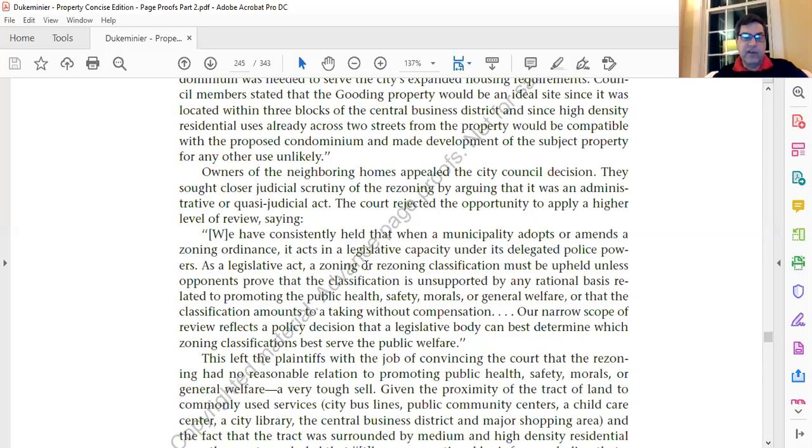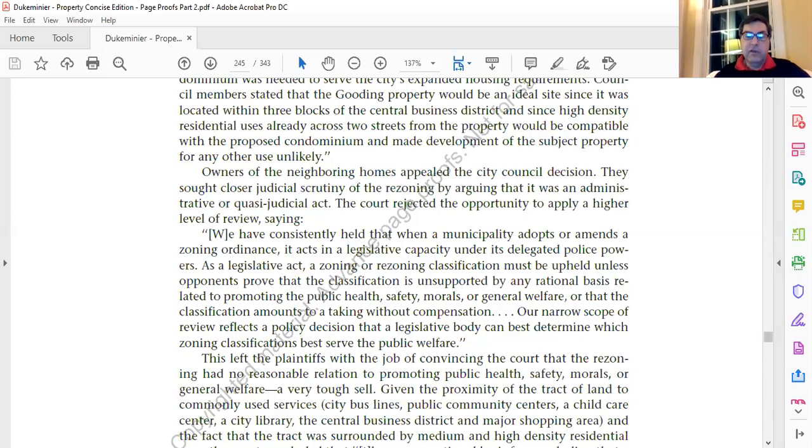They say, as a legislative act, a zoning or rezoning classification must be upheld unless opponents prove that the classification is unsupported by any rational basis related to promoting the public health, safety, morals, or general welfare, or that the classification amounts to a taking without compensation. So much more deferential standards of review. Here, the legislative zoning decision satisfied the deferential standard of review. There was a need for more high-density housing in that area. This was a good location for it. It was close to some primary thoroughfares, close to bus lines, near community centers, childcare, central business district, and it was surrounded on two sides by other high-density and institutional uses of property.